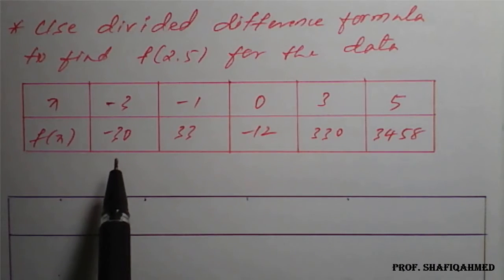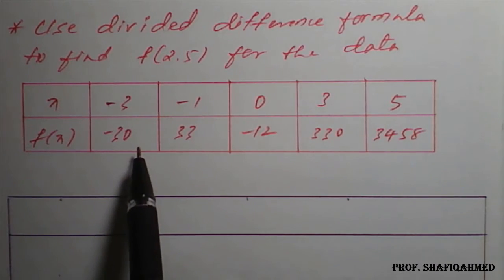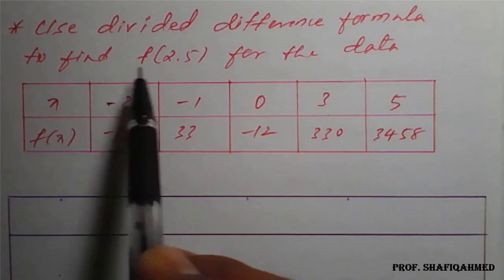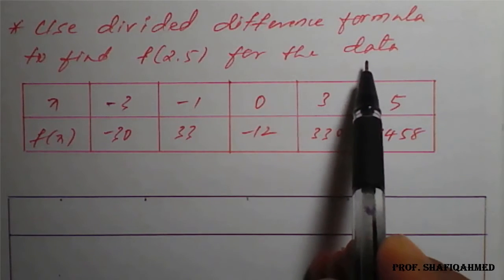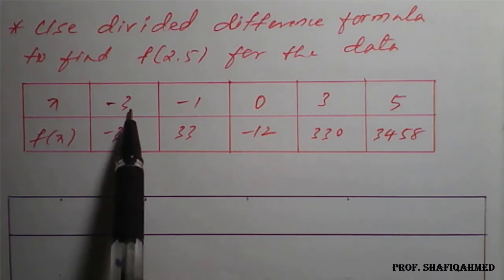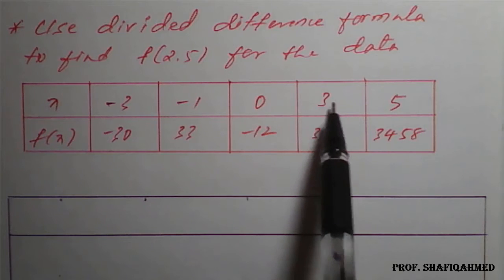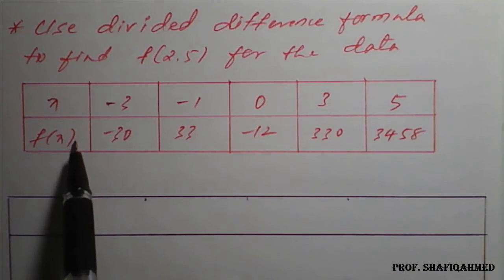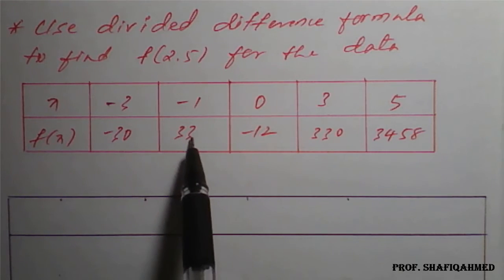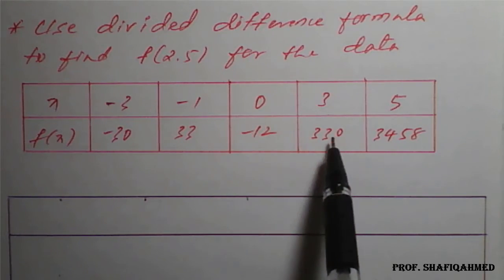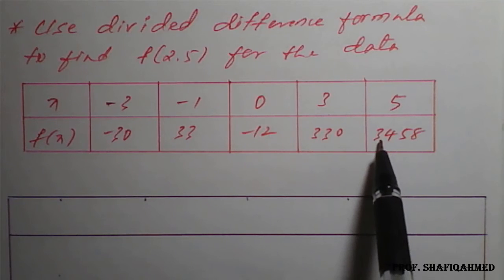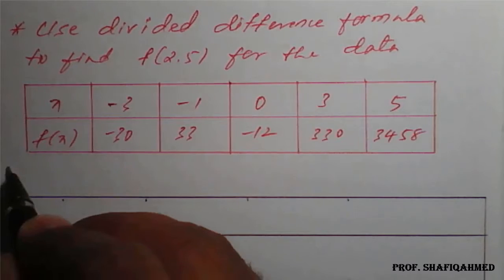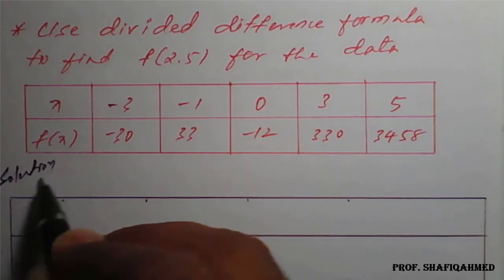In this lecture, we'll see a problem based on Newton divided difference. The problem is: use divided difference formula to find f of 2.5 for the data. X data are -3, -1, 0, 3, 5. You can see this is unequal interval, and f of x values are -30, 33, -12, 330 and 3458. So this value we'll see in the form of divided difference table.